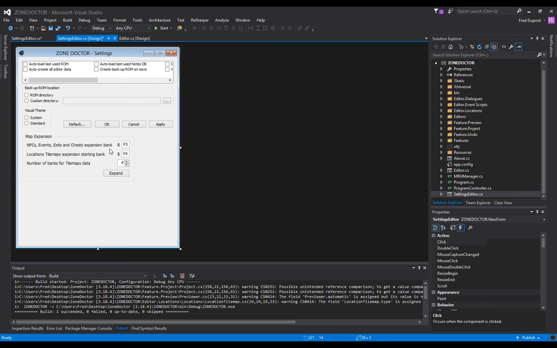One bank for all the data except tile maps, and at least four banks for tile maps, but that includes the original data. So between four and, I'll say, seven maximum. 8 would be too much, but between 4 and 7 banks. But all this can be chosen in XIROM or in the normal expanded data in the F banks.